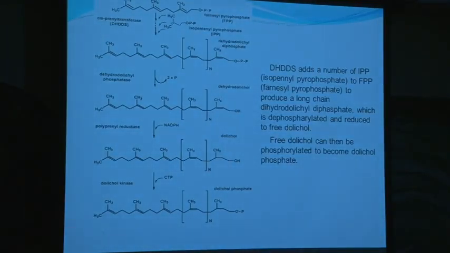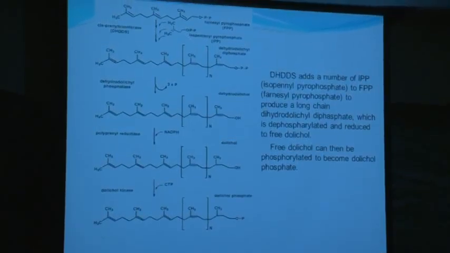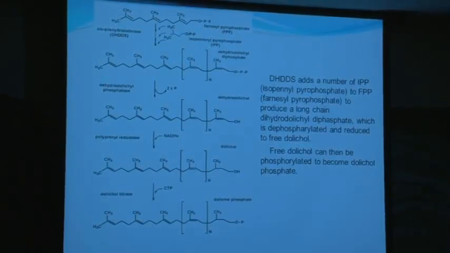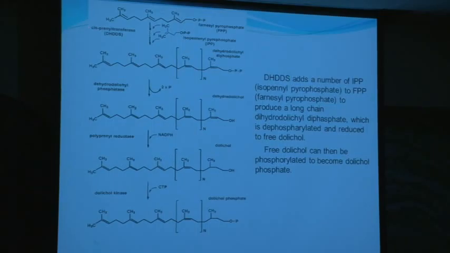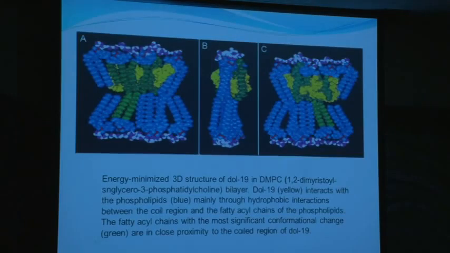And how is it made? It's made from FPP adding a number of IPP. Who is doing it? DHDDS. So if you knock this out, you don't have dolichol, and if you don't have this, you're in big trouble. That's because dolichophosphate is a lipid carrier for glycosylation.